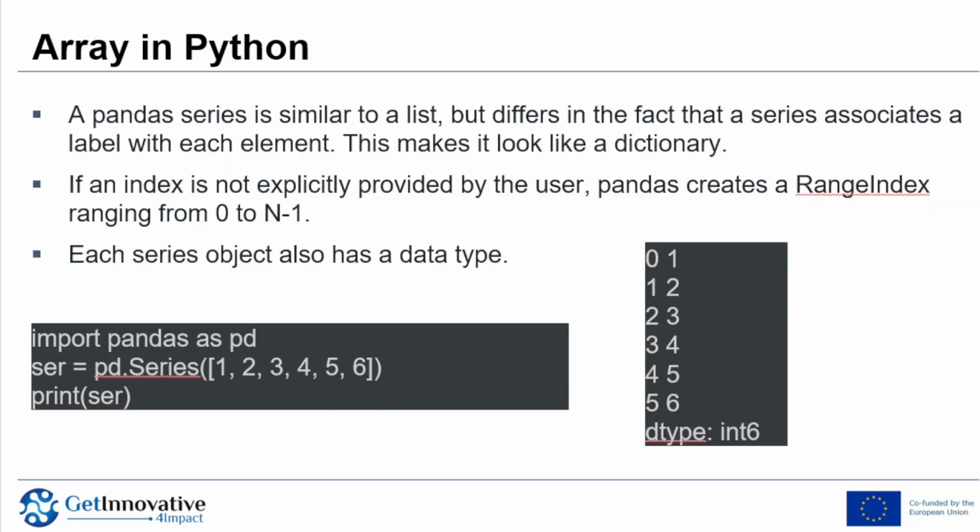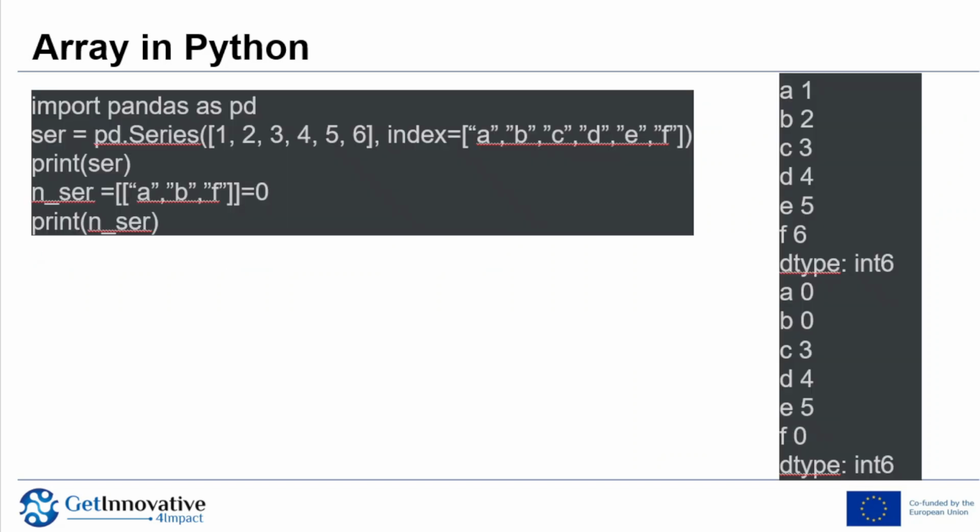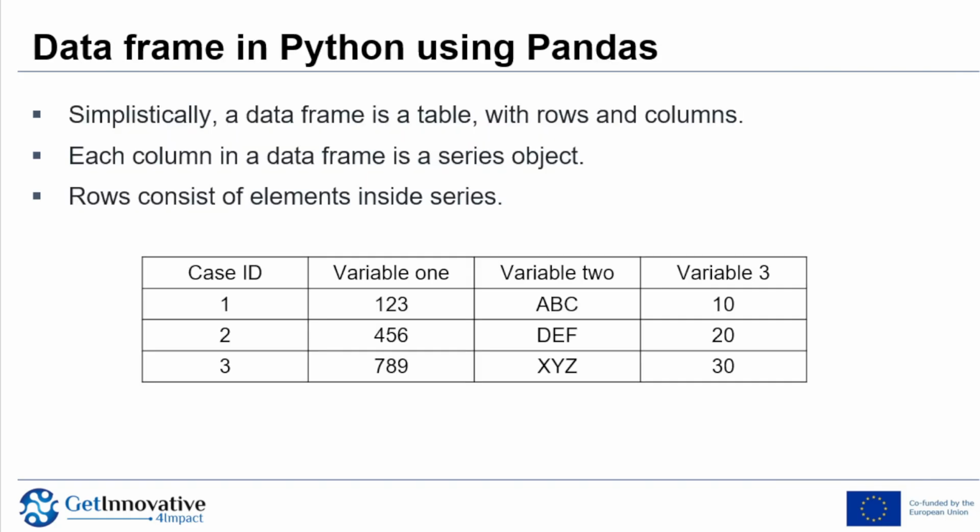Basically, a Pandas series is similar to a list, but it differs in that a label will also be there with each element. It looks like a dictionary. So Pandas basically creates a range index that ranges from 0 to n minus 1. So this is the array that could be displayed in Python.